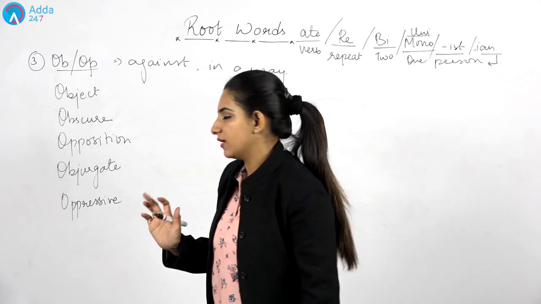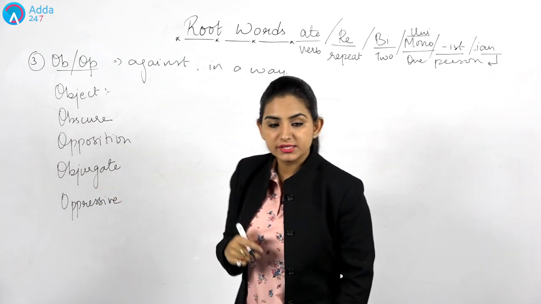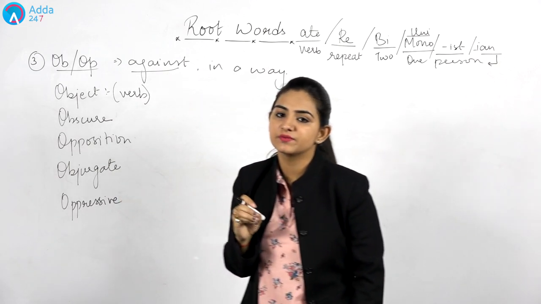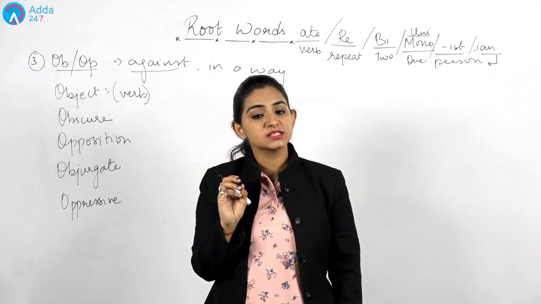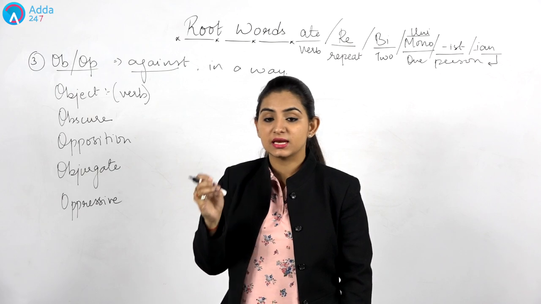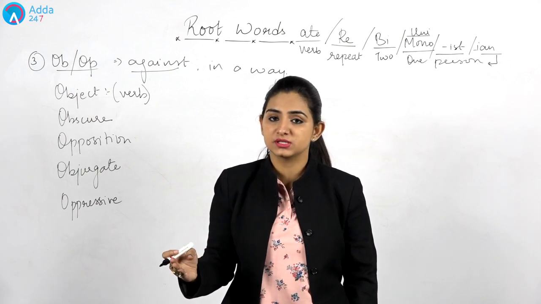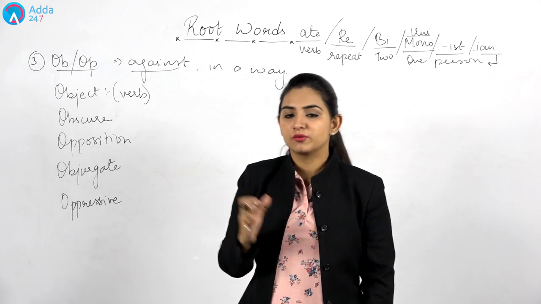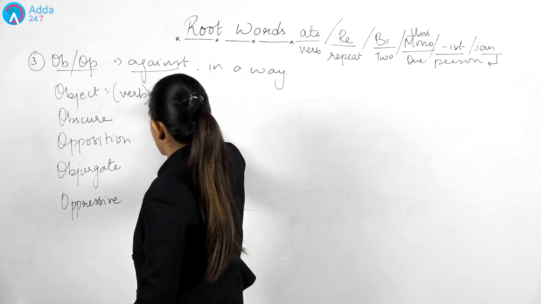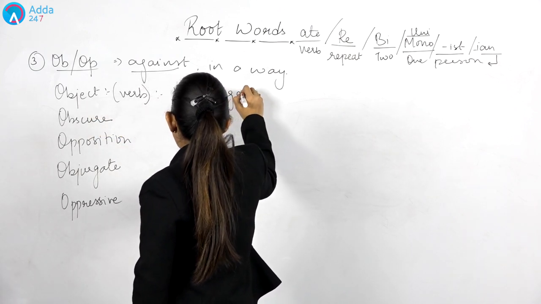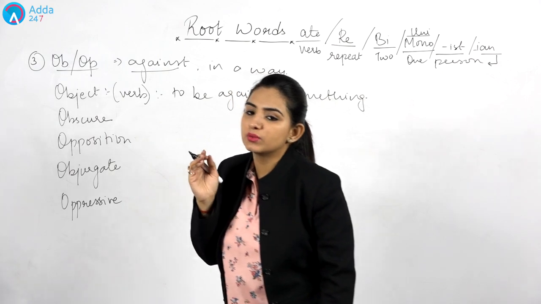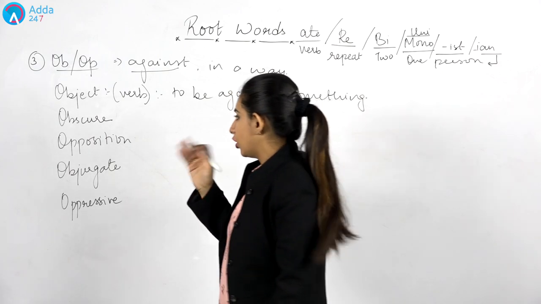When I say object, everybody knows that object is a noun. But here we are using object as a verb to define something against, something negative in sense. You must have seen in court sessions, "Objection, my lord." That means if somebody is standing in front of you and you do not agree with that person's statement, that is what we mean by objection. So when I say object as a verb, this means to be against something, not supporting something, not agreeing with something. That is what we mean by object.